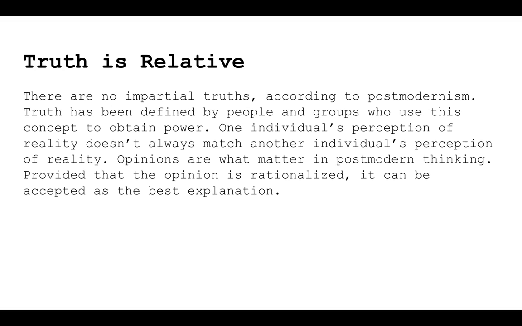The second element is the question of what is truth. So the idea that truth is relative is something that postmodernists believe in. They thought that there are no impartial truths. So in other words, everyone's perspective really defines their own reality, and postmodern thinkers believe that we all have very different perspectives based on our very different life experiences, and that therefore we sort of live in different realities.